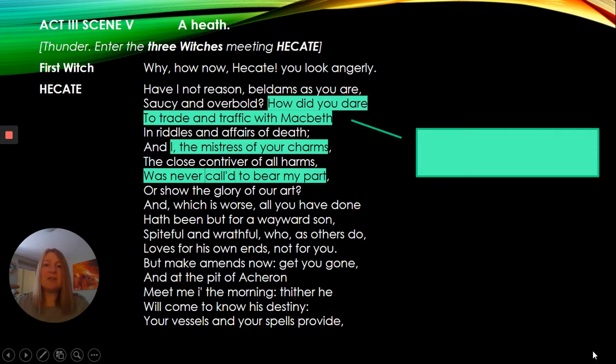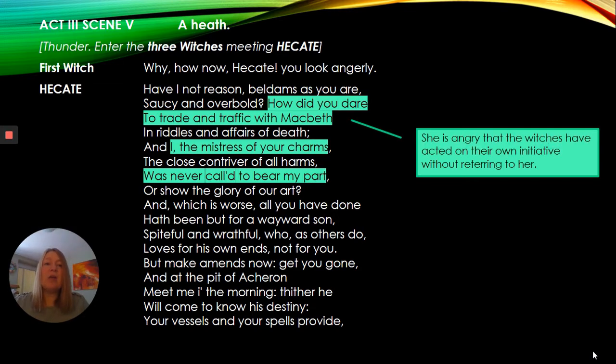And look at how she speaks to them. "How did you dare to trade and traffic with Macbeth? I, the mistress, I was never called to bear my part." And so we get a sense of her power and her authority over the witches, and her annoyance seems to come from the fact that they've acted beyond their role. They've acted on their own initiative without asking permission from her. So we've got this sense of hierarchy amongst these supernatural characters.